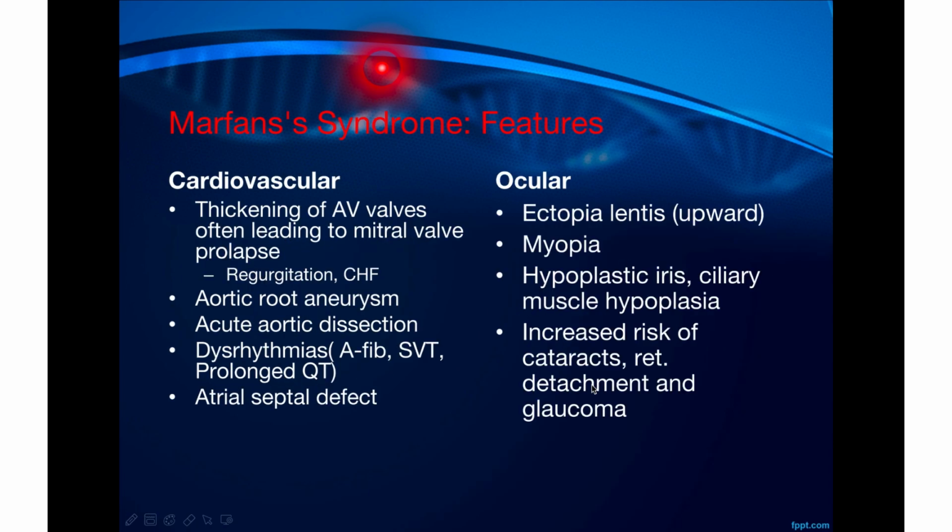Moving on to the next group of features that we're going to see, which is very important, especially since this plays a role in the morbidity of the patient and also the patient's prognosis over time in patients that have Marfan's syndrome. So going over to the first cardiovascular symptom that we're going to see: the thickening of the AV valve, often leading to mitral valve prolapse. Usually this is only heard. You're not going to see it symptomatically, but you can hear it on auscultation.